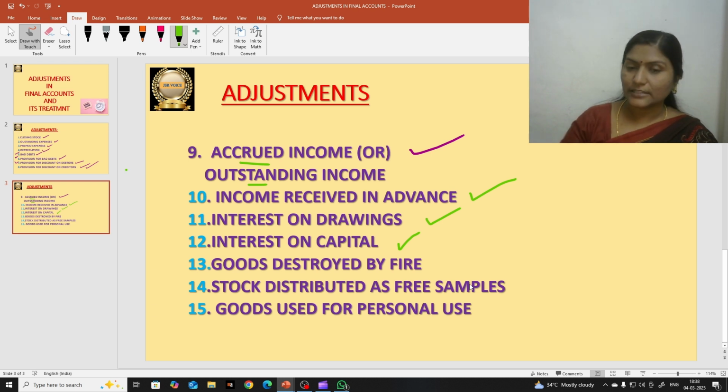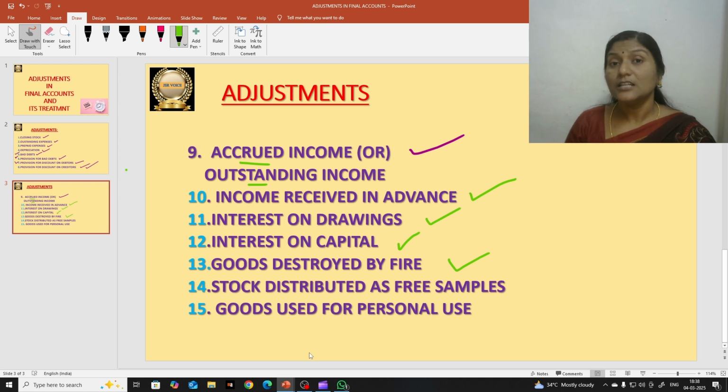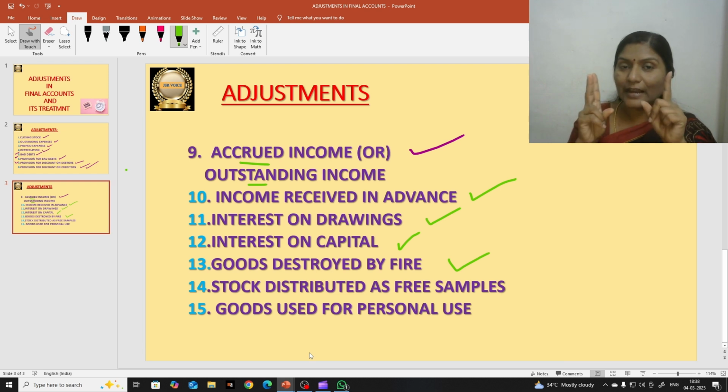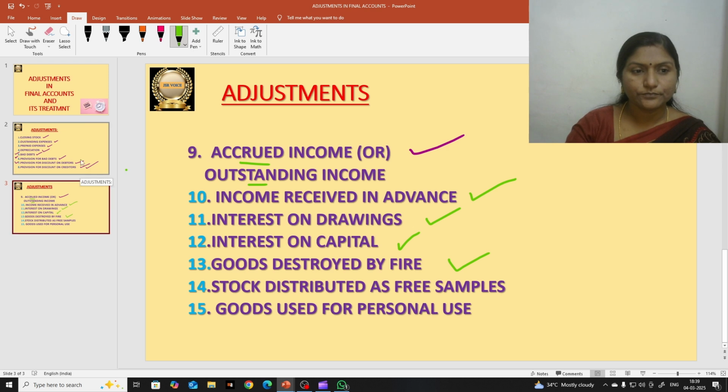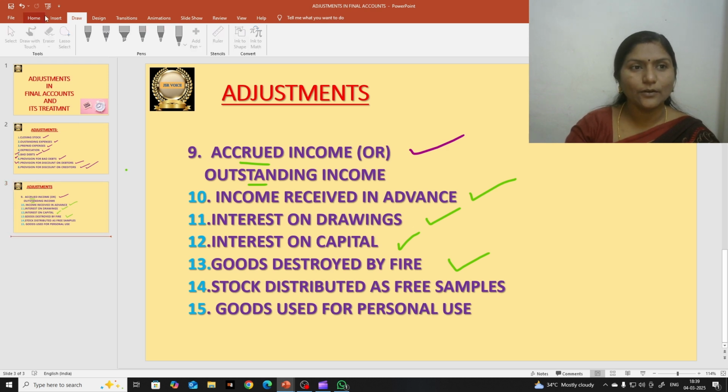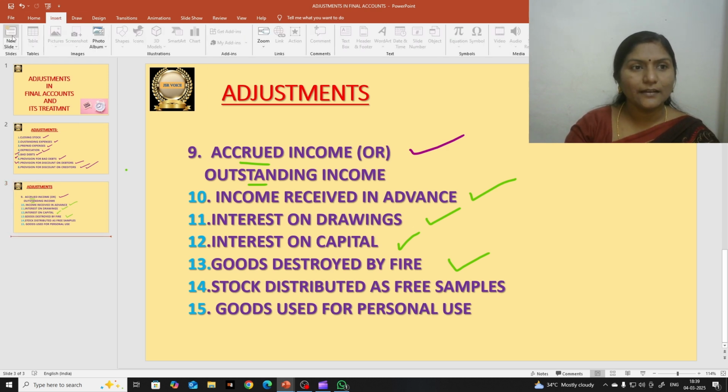Okay, so next one, goods destroyed by fire. If you find this kind of adjustment, goods destroyed by fire, sometimes we record it 2 times, sometimes 3 times. When we record 2 times and when we record 3 times, you should know that. So here if they are giving the adjustment like this, I will show that adjustment so that you will understand in a clear way.